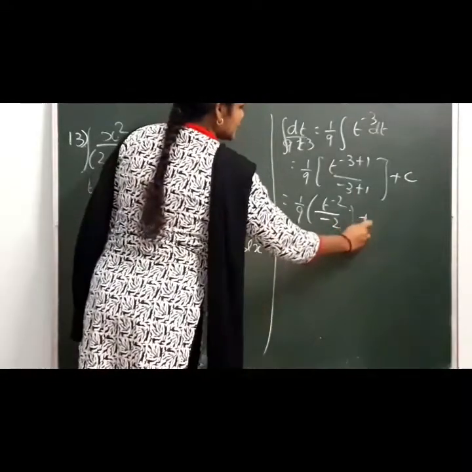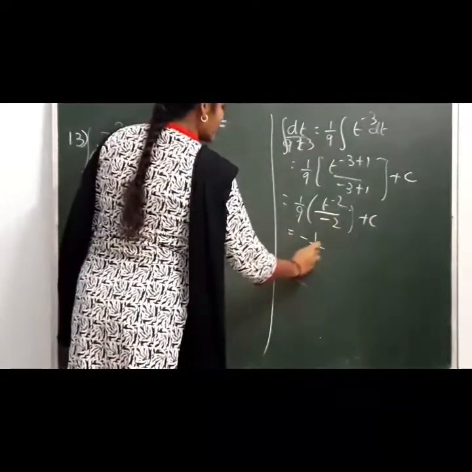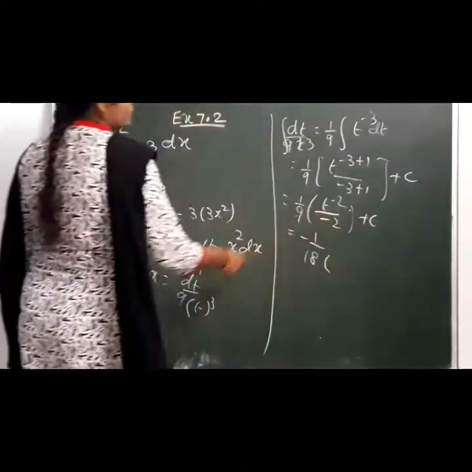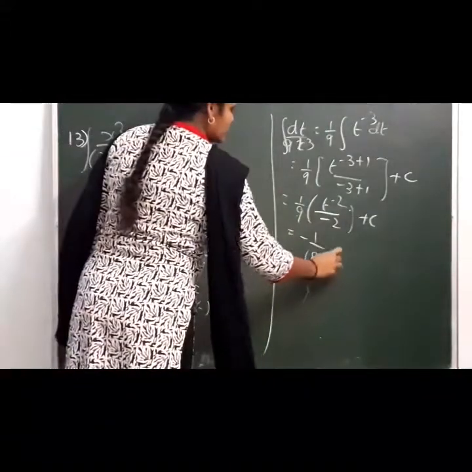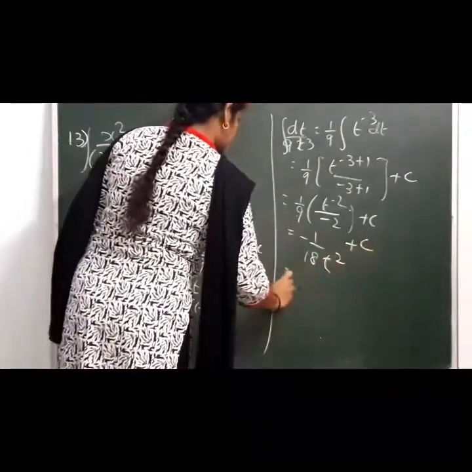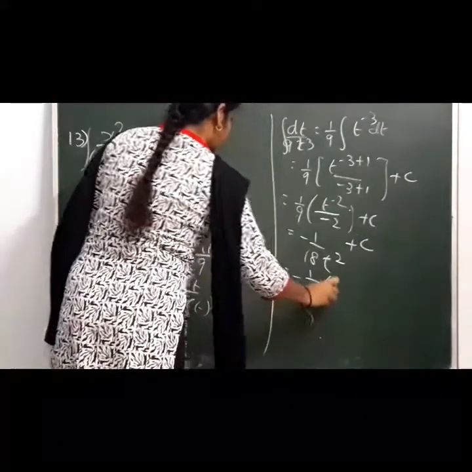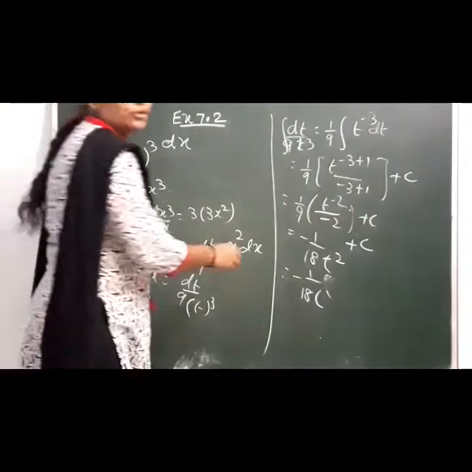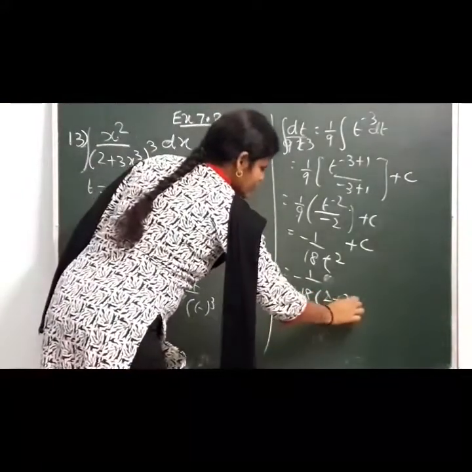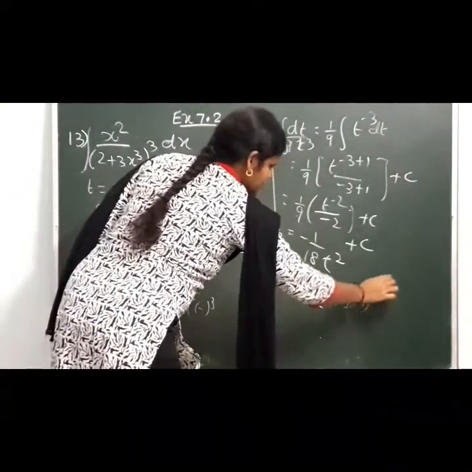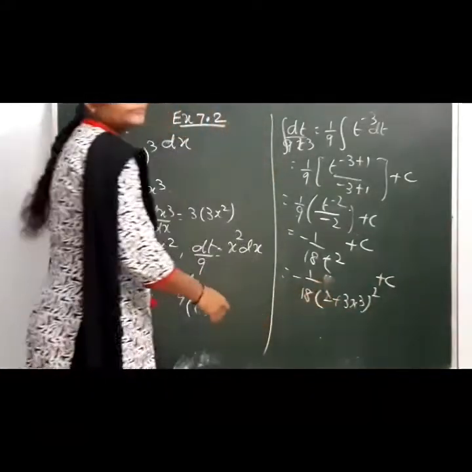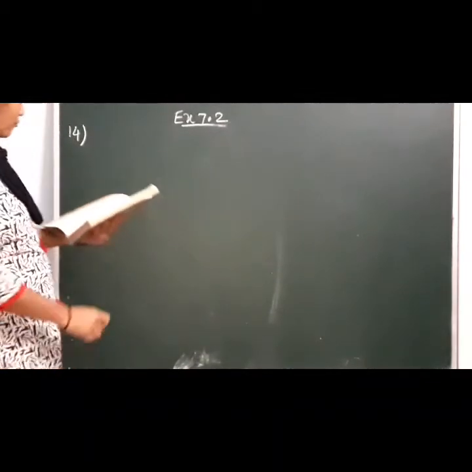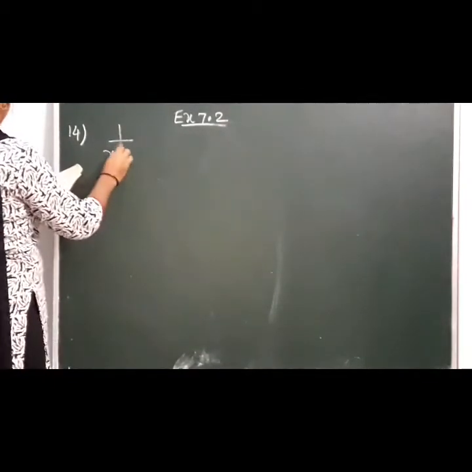So multiplying here, minus 1 by 18. t to the power of minus 2 is there, we can take the transpose, meaning 1 by t square. It becomes positive. So it is minus 1 by 18, and t here is 2 plus 3x cube, whole square, plus c. This is the answer.